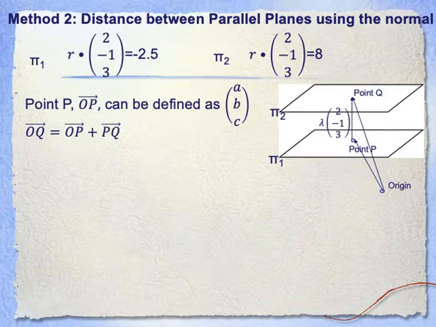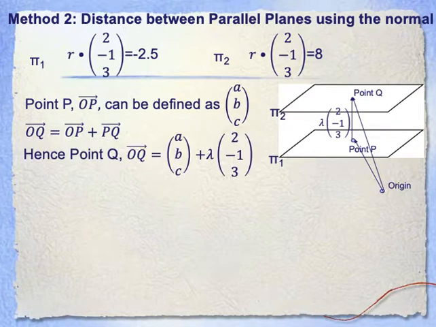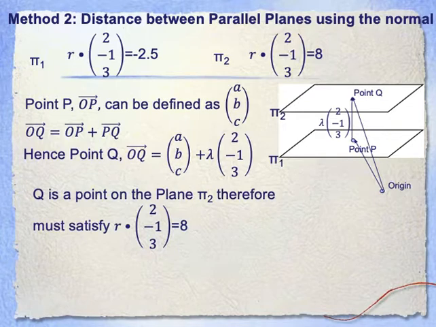We also want to work out OQ, which we know is going to be OP plus PQ. So we know OP we defined as ABC. We know PQ is some multiple of our normal. We also know that because Q is a point on plane 2, it must satisfy the plane 2 equation.